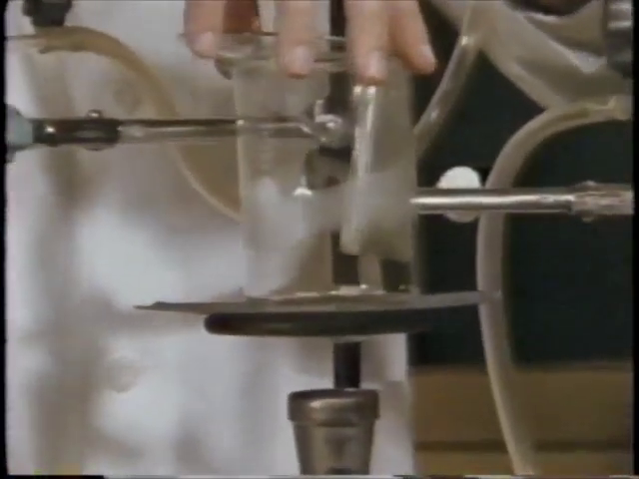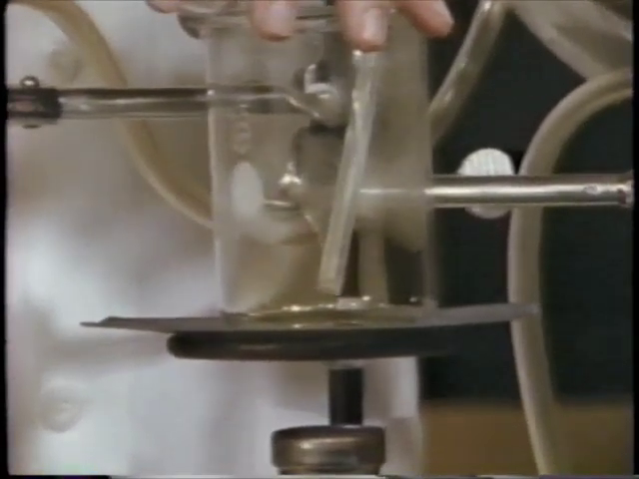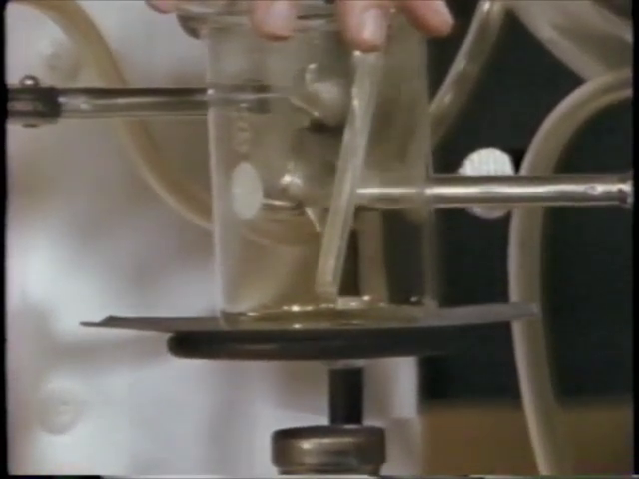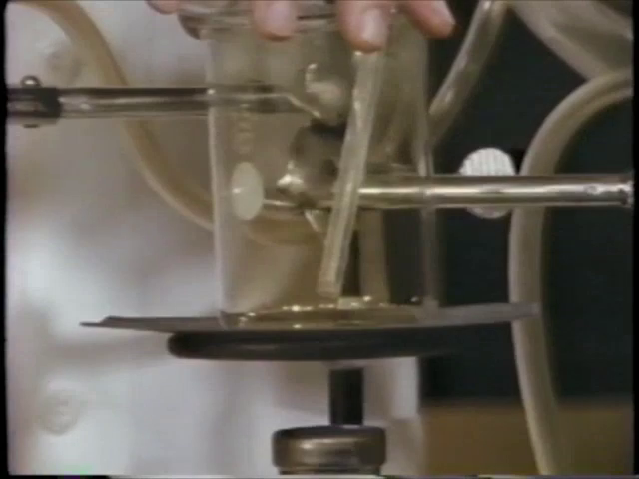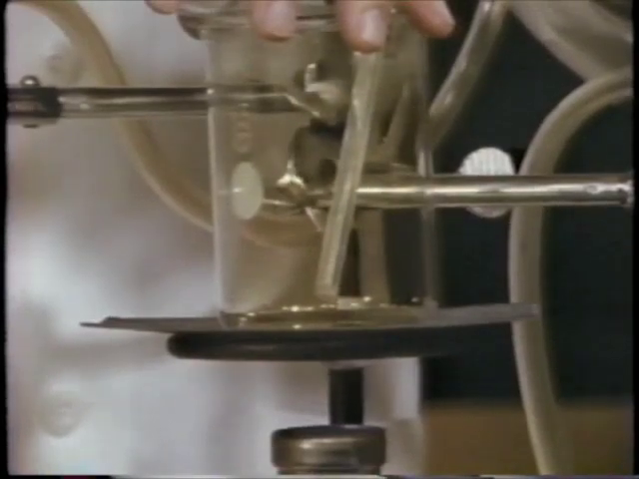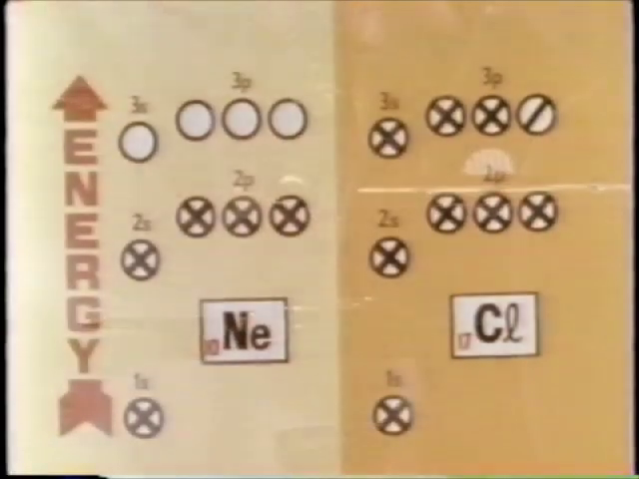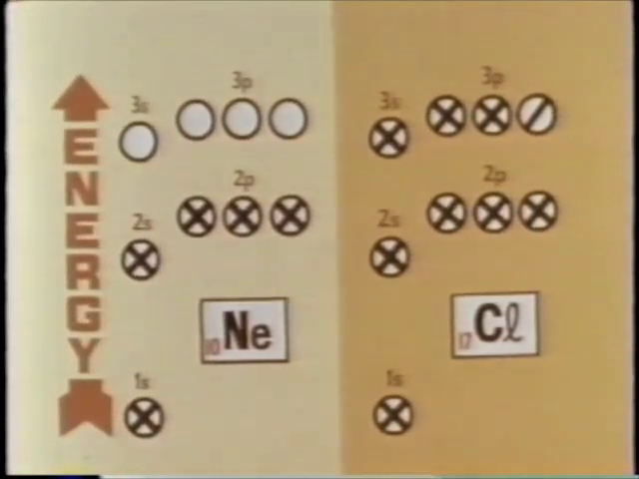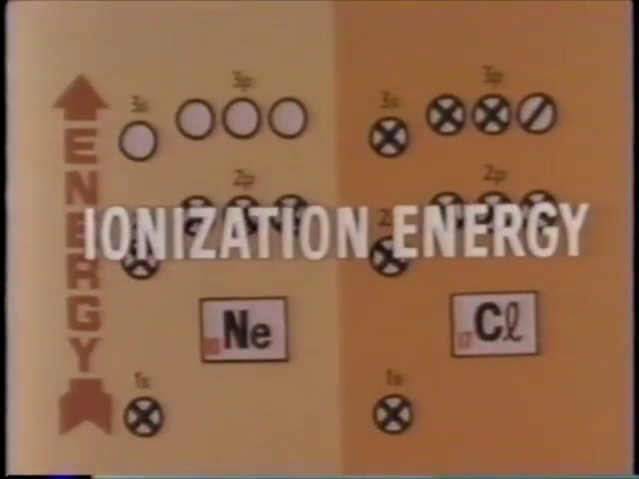Chlorine gas is added. You can see it mixing with the hot neon gas. Yet, no reaction can be detected. Neon is inert, in contrast to sodium. Unlike sodium, neon did not ionize. One of the factors that determines the difference in reactivity between sodium and neon is a difference in their ionization energies. In this film, we shall see how ionization energy is measured and how it varies.